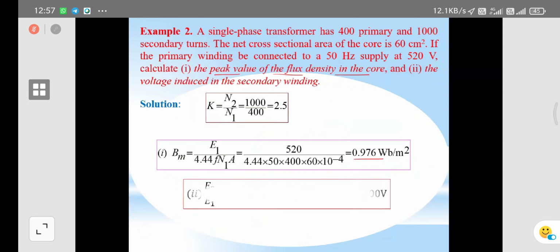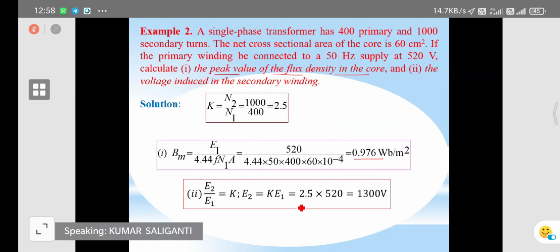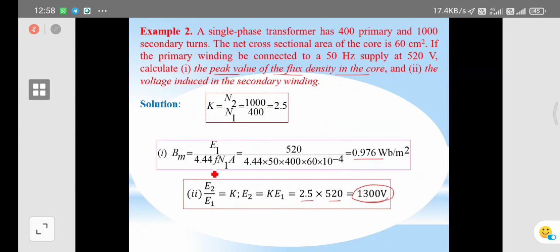And what about E2? E2 by E1 equal to K, that is E2 equal to K into E1, that is equal to 2.5 into 520. Then you get 1300 volts. This is the simple way. Otherwise, you can use this formula: E2 equal to 4.44 F into Bm A. Then you can get 1300 also.